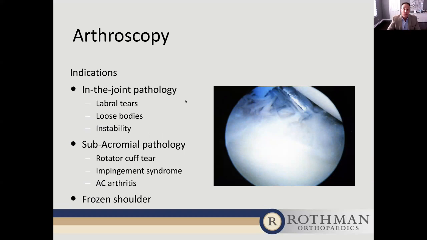Then we can go up above the rotator cuff in the space which is called the subacromial, which means under the acromion bursa sac, and we can clean up, fix rotator cuff tears, and we can repair impingement syndrome, which is pinching of the rotator cuff, and we can address AC joint arthritis. We can also address a frozen or stiff shoulder, which can have pathology in both locations.